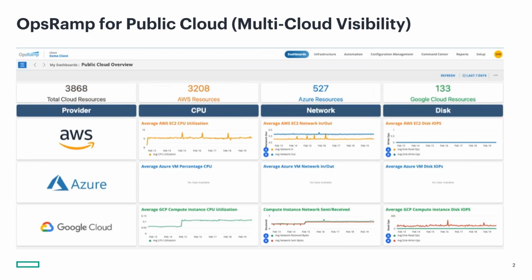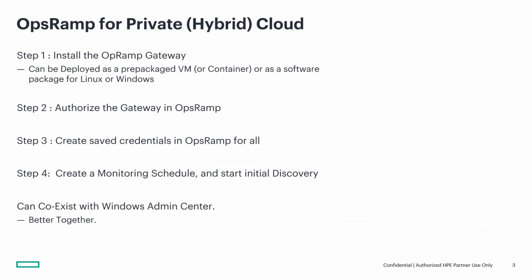So to make this work, you're going to need to install a gateway where OpsRamp can actually communicate with all your VMs and all your infrastructure. And to do that, there's a few steps. You're going to install the gateway. And we have prepackaged gateways that are all built that are VM containers, or we have software packages that can run on Linux and Windows.